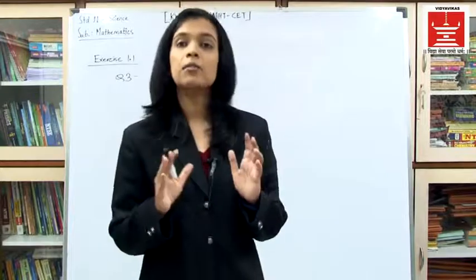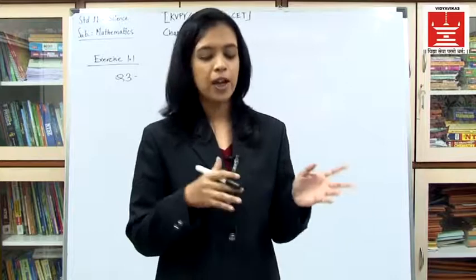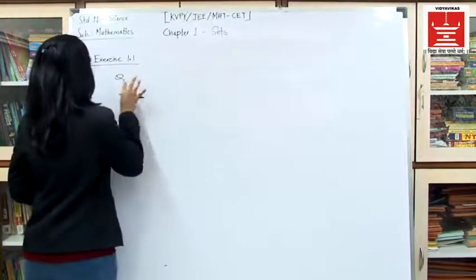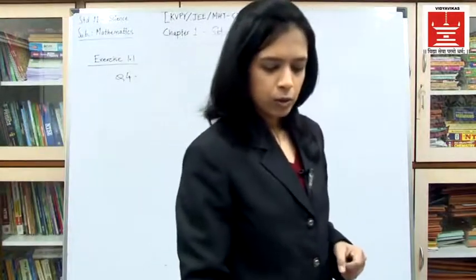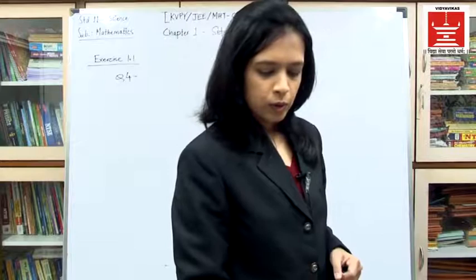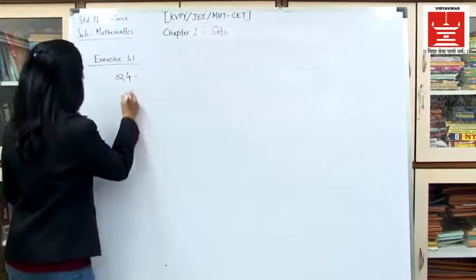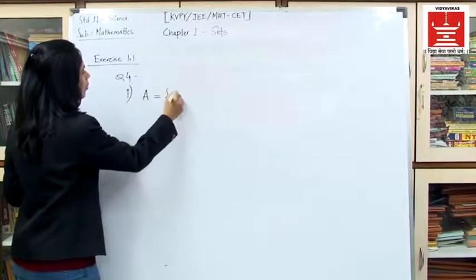So there are some sets that are there in the roster form. We are going to convert them into the set builder form. Question 4. Okay, so the very first one is, let it be denoted by A.